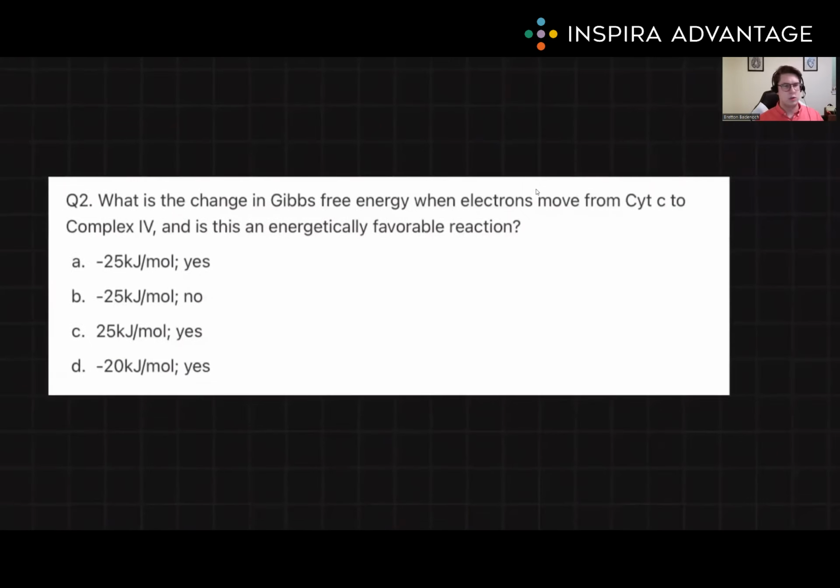Okay, how about question 2 here? We'll apply what we learned more directly in this one. This is going to be less conceptual, more grunt math. What is the change in Gibbs free energy when electrons move from cytochrome C to complex 4? And is this an energetically favorable reaction?